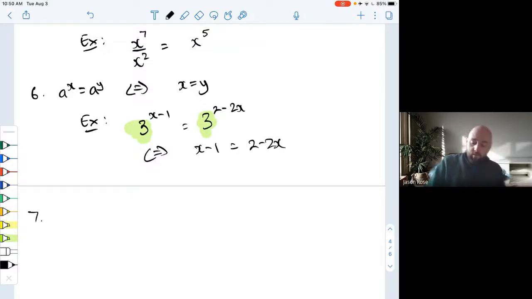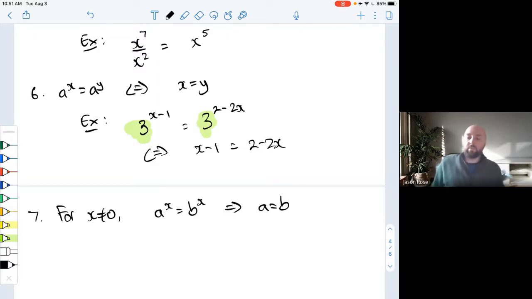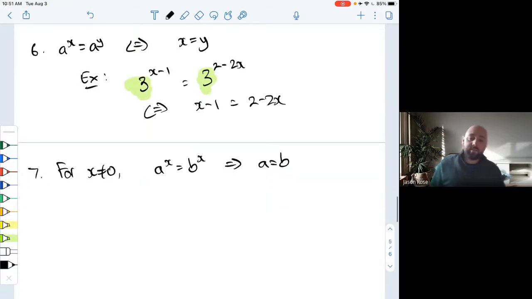And the 7th one: provided that x is not 0, then a to the x is equal to b to the x implies that a equals b. So this time, if it's the powers that are the same, you can equate the bases.